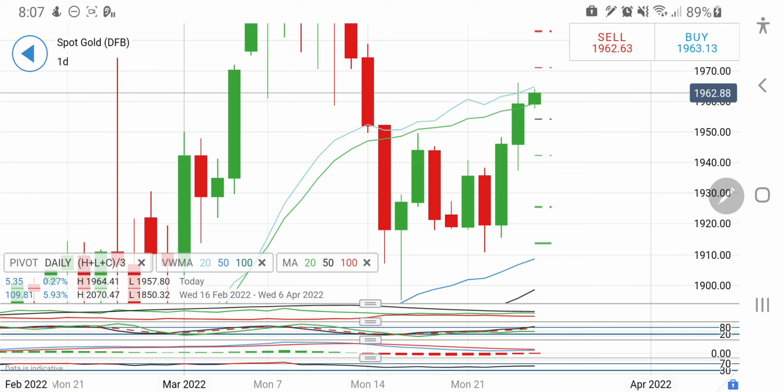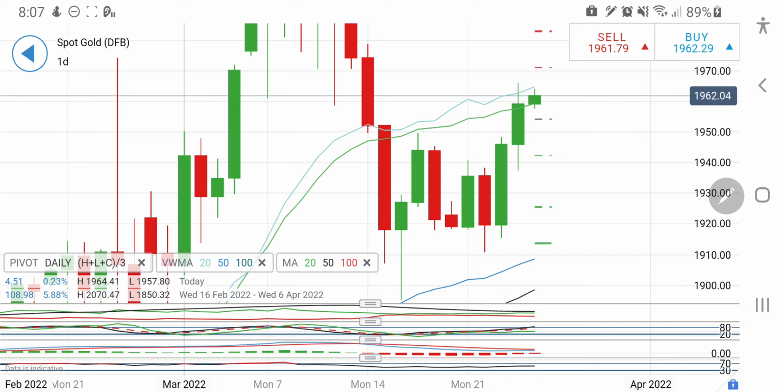Above 1965, the target is 1971. On the downside, below 1955, the target is towards 1951 and 1947, and any drop below 1947 will take it towards 1944, 1941 levels. Remember, 1940 is a strong support for gold.